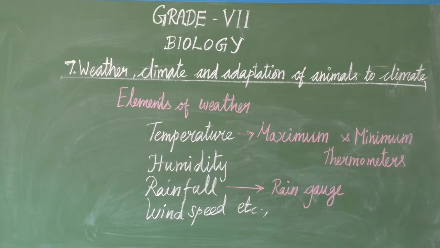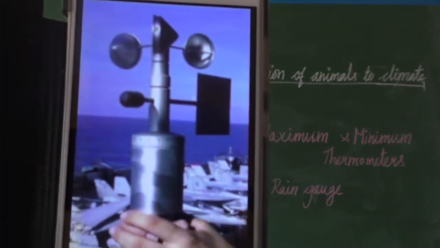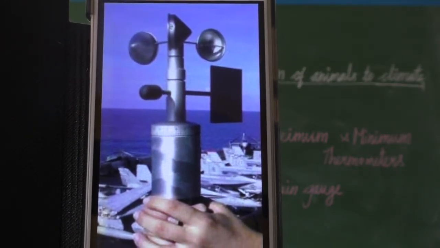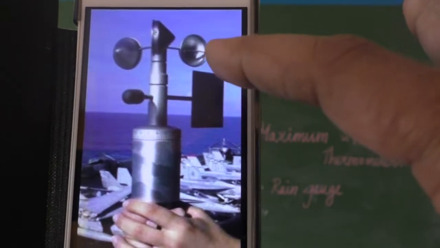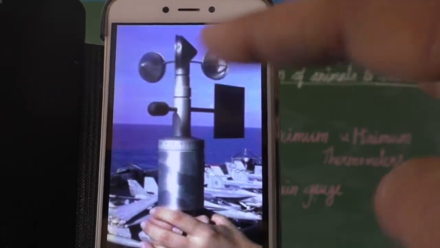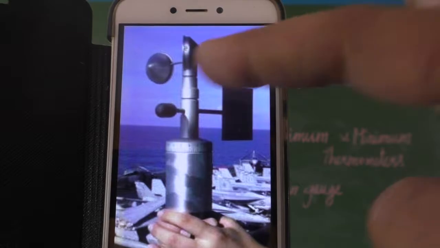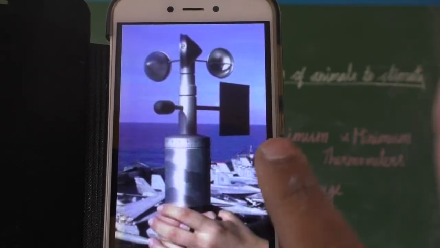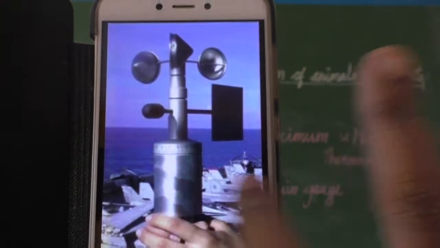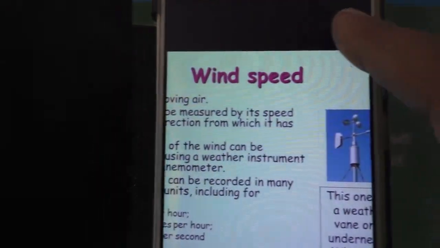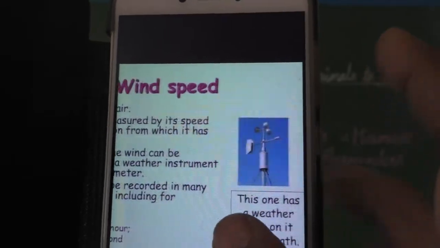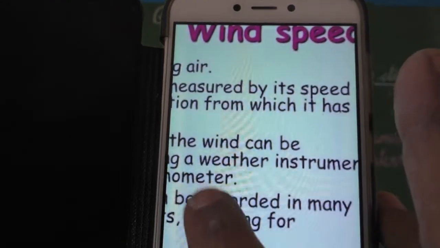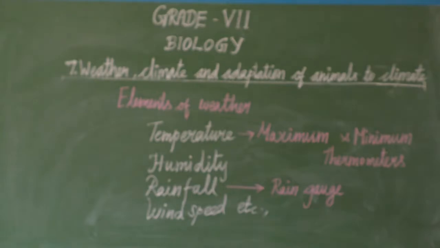Then the next one is wind speed. How will they measure the wind speed? By using this kind of instrument. This is called an anemometer. When high speed wind comes, it rotates like this. The two plate-like things on the top will rotate and we can see the measurement. Anemometer. Wind speed is measured through the anemometer. Clear, children?